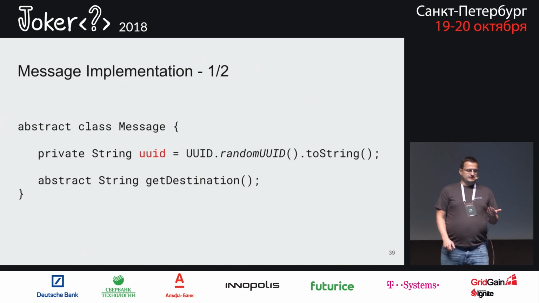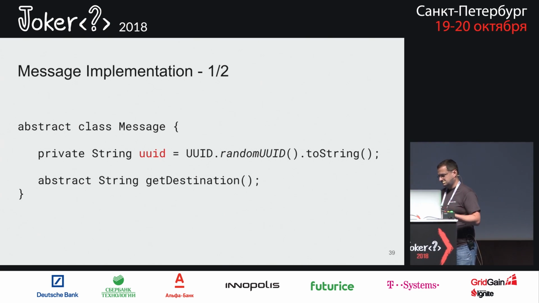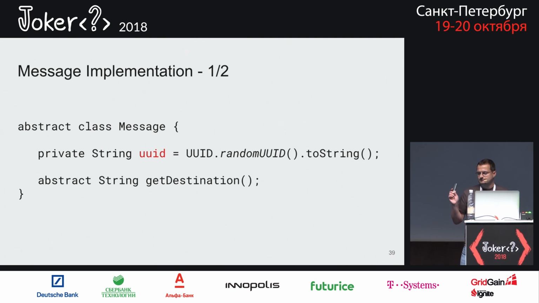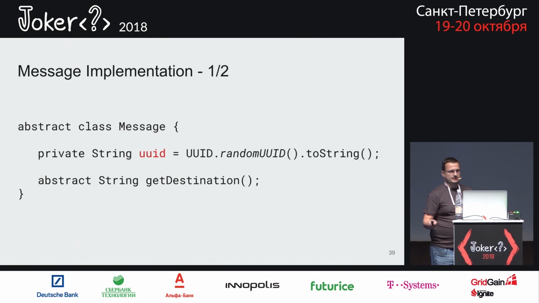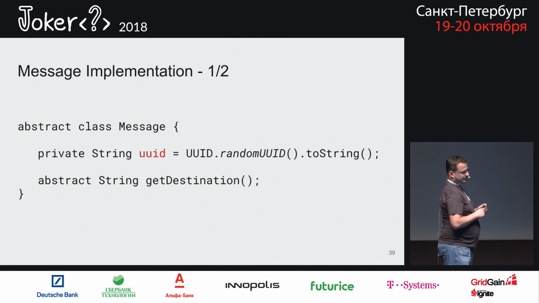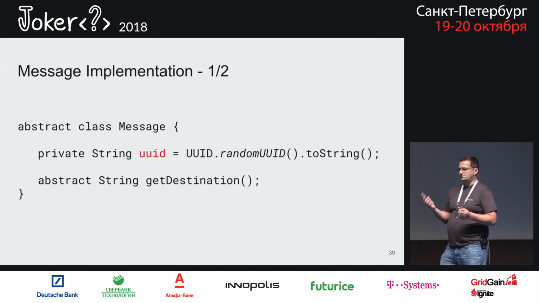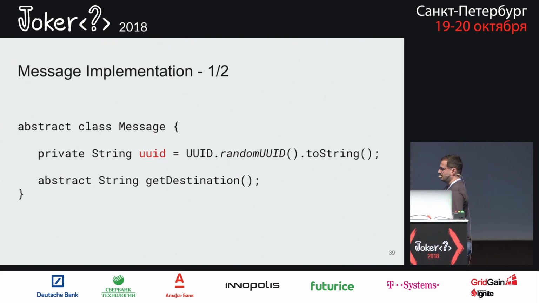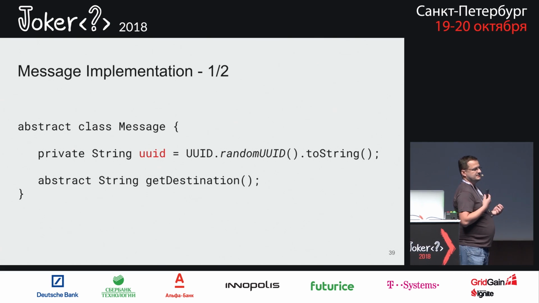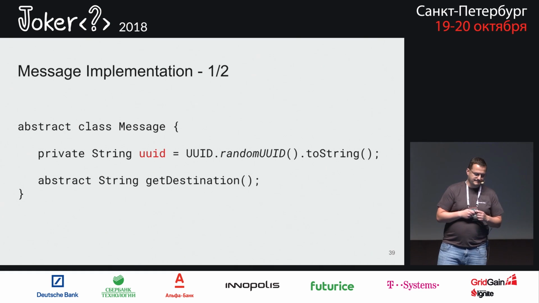So now, what does a message look like in our world? We have this abstract class Message, which can be an interface or whatever. The key here is this UUID, because it is later used for deduplication on the consumer side. I told you before, Kafka has at-least-once semantics, which means a message can arrive multiple times on the consumer, and you need to do something to filter out the duplicates.